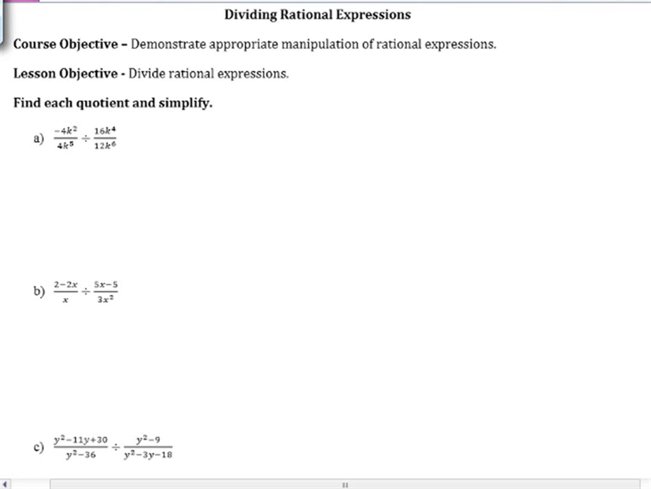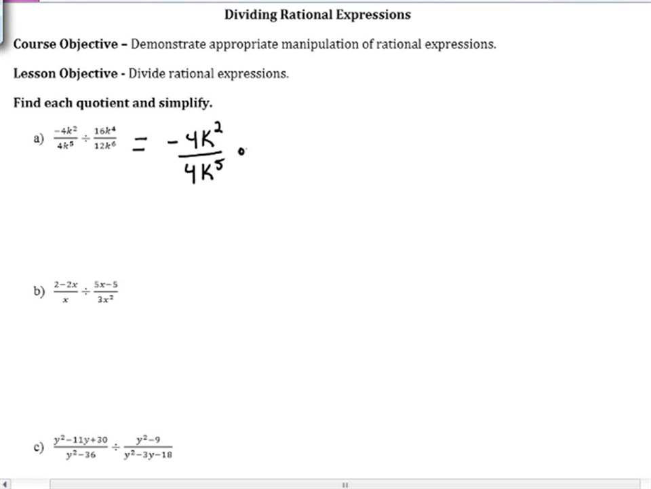Our first example A is negative 4k squared over 4k to the fifth divided by 16k to the fourth over 12k to the sixth. Usually I like to simplify everything first. With the k's though, we're going to actually do the multiplications of them first and then simplify later. I think it's easier than crossing a bunch of things out, and it just gets really messy if you try to do that. So we have negative 4k squared over 4k to the fifth.